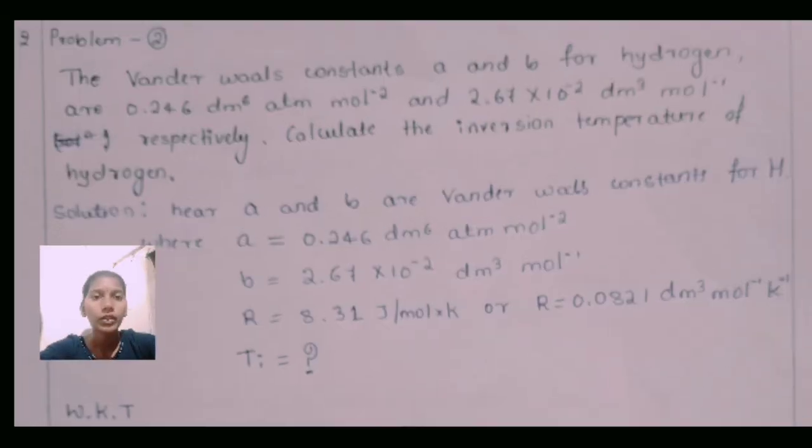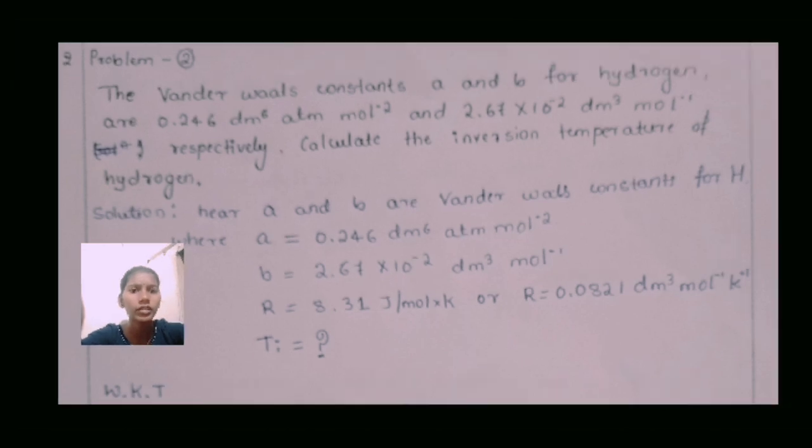Problem number 2. The van der Waals constants A and B for hydrogen are 0.246 dm raised to 6 atm per mole square and 2.67 into 10 raised to minus 2 dm cube per mole respectively. Calculate the inversion temperature of hydrogen.